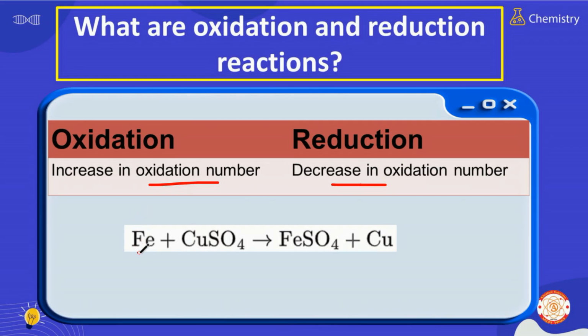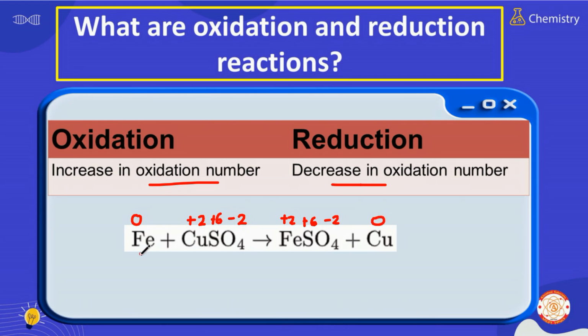So iron, because it is in an uncombined state, its oxidation state is 0. And remember, sulfate has a charge of -2, therefore copper has a charge of +2, oxygen has a charge of -2, and sulfur has a charge of +6. What about the charge of iron here? It is +2, +6, -2, and the oxidation state of copper is 0.